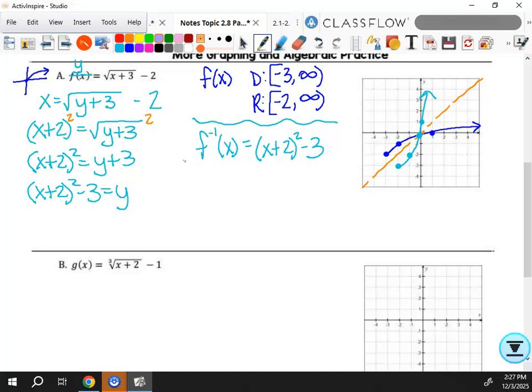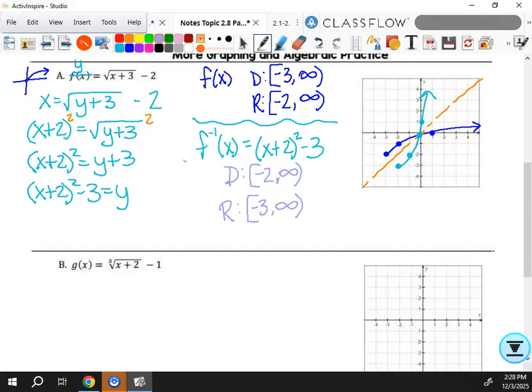But remember, we had a restricted domain and range before we started, right? And now, because I found the inverse, I still have a restricted one, but they switch places. So the domain here is -2 to infinity, and the range is -3 to infinity. And if you look at that with the light blue one, that's totally what's happening. So we don't get the entire parabola, we just get part of it. Okay?